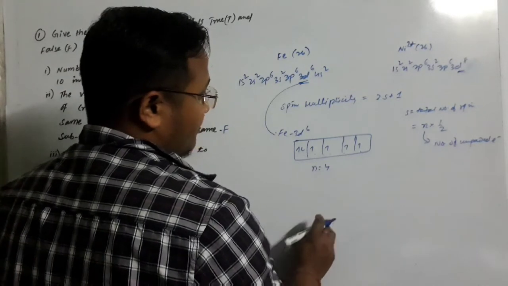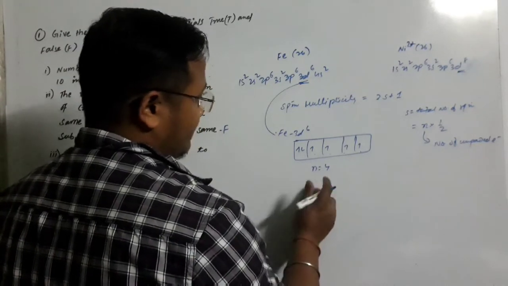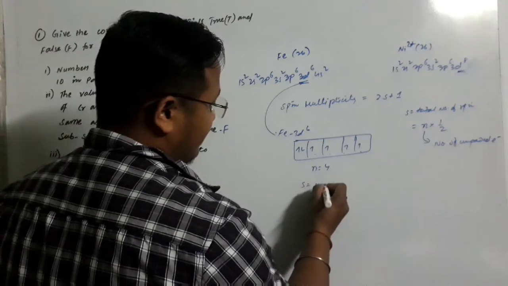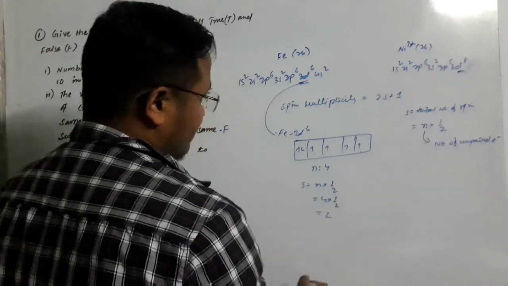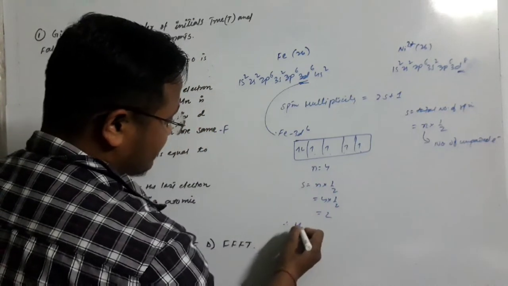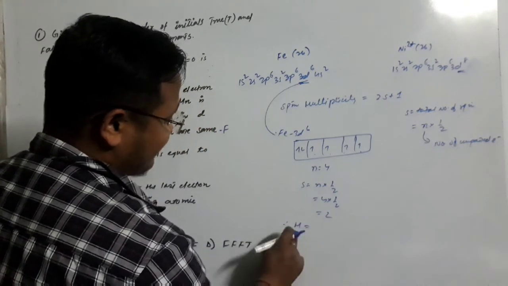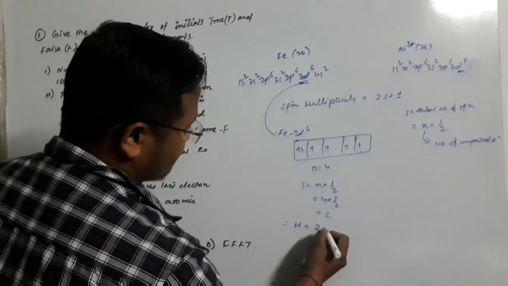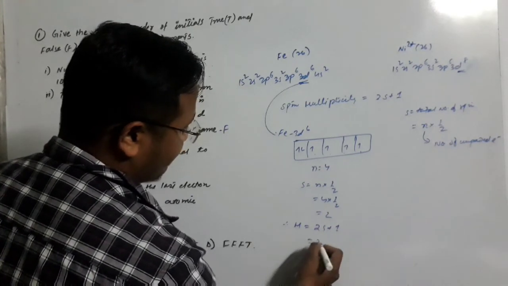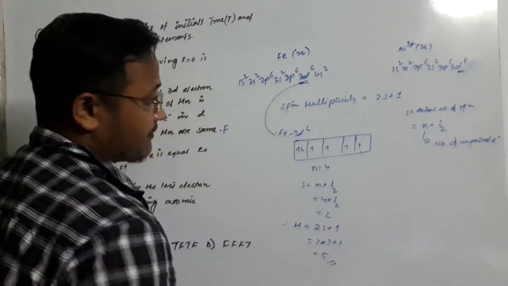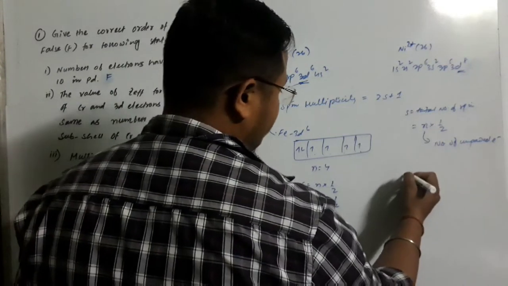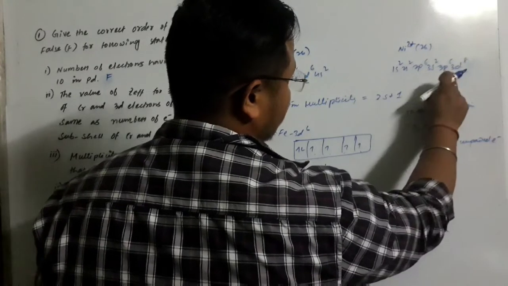Right? So if N equal to 4, then S equal to what? N into 1 by 2. That means 4 into half equal to 2. That means the spin multiplicity, say M, will be what? 2S plus 1. So what is the value of S? 2 into 2 plus 1 equal to 5. And in case of Ni2+, so it is what?